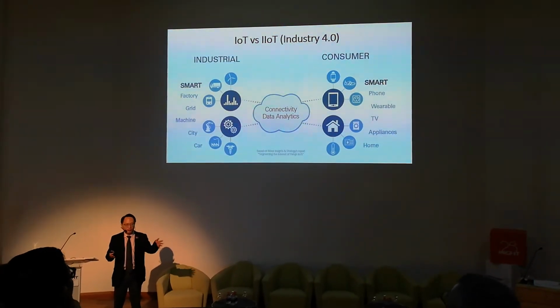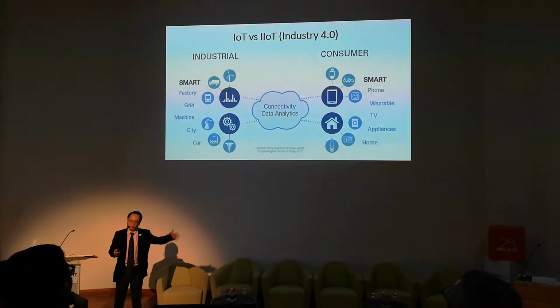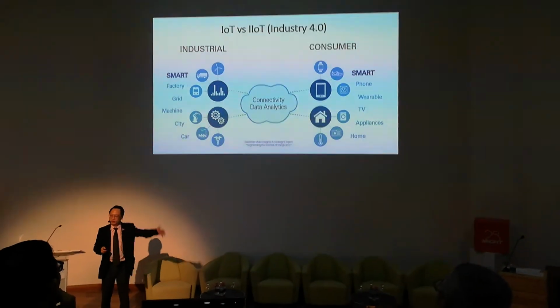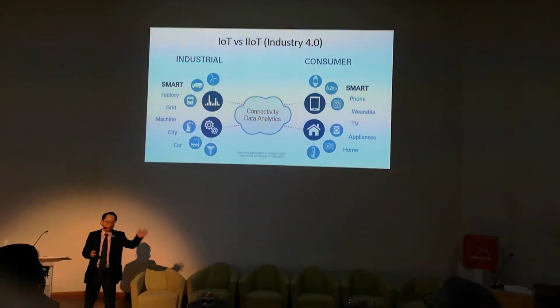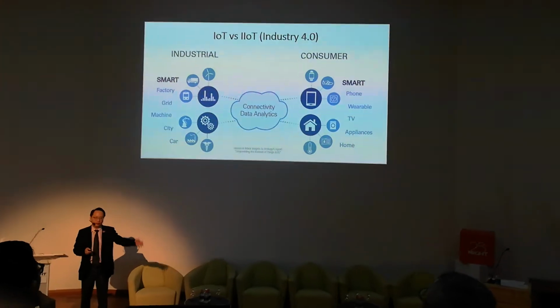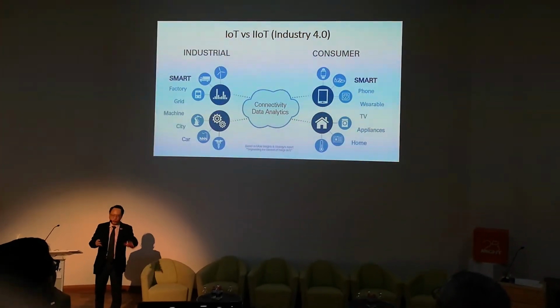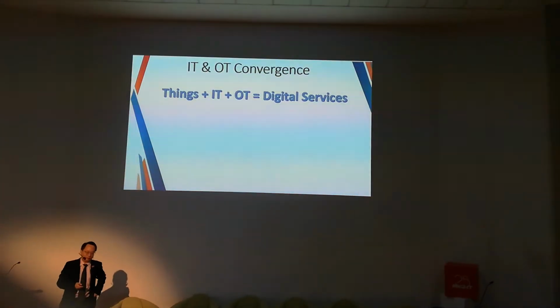So I will actually break it up into the industrial segment. So that's where the smart manufacturing sits. You have the smart factory, smart grid, machine, smart city, smart cars, autonomous vehicle, and then you have the consumer side. So today we're going to focus more on the left side.